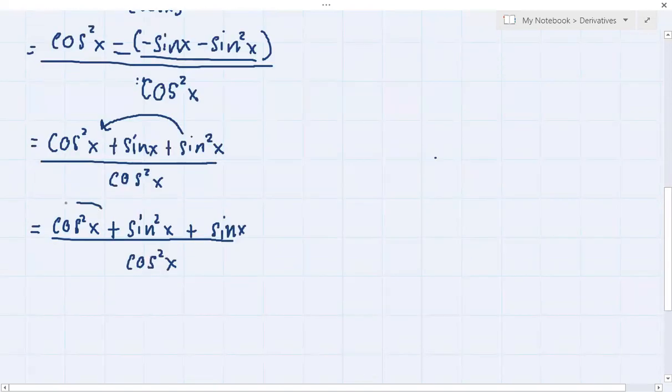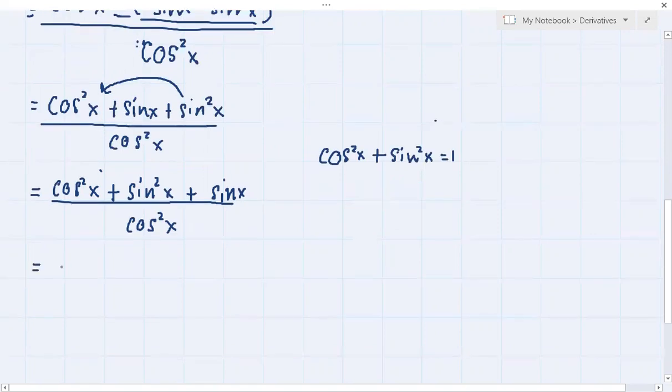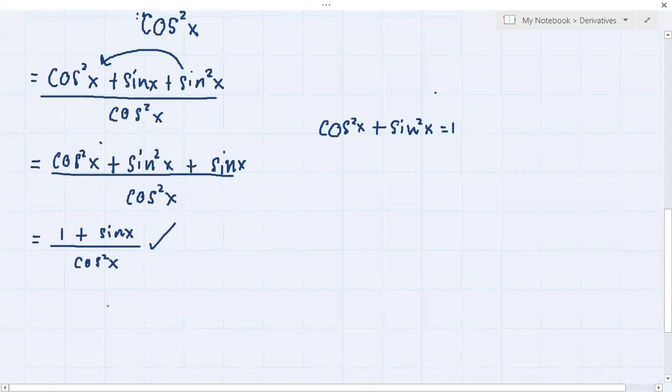So remember, cosine squared x plus sine squared x is equal to 1, right? If you recall, earlier I wrote that cosine squared x plus sine squared x is equal to 1. So it becomes just 1 plus sine x, all over cosine squared x. So you can put this as your final answer. Or, we can simplify this one.